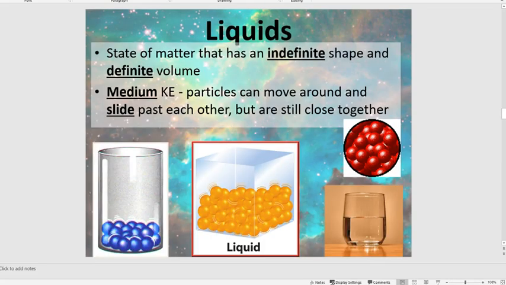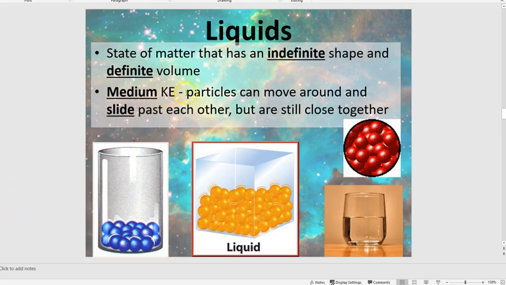The next state of matter, liquids. They have an indefinite shape. The prefix "in" means not, so there is not a definite shape or definite volume. That means liquids take the shape of their container. If it's a round bowl, it would have a round shape. If it's a square container, it'd be square, etc.